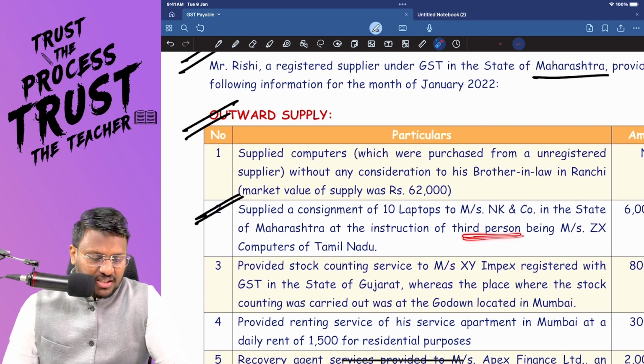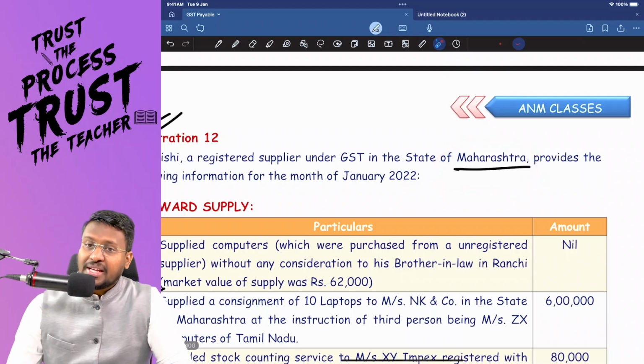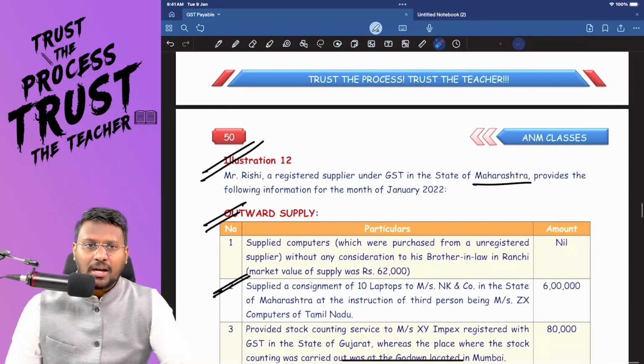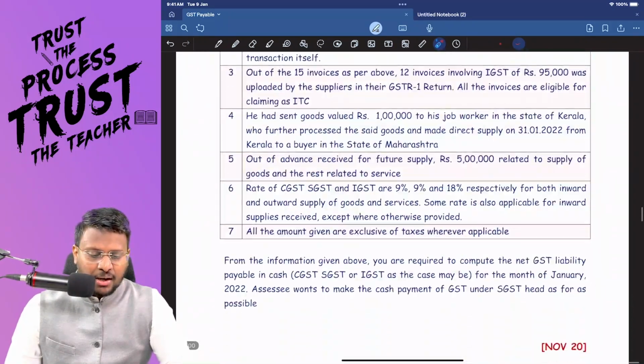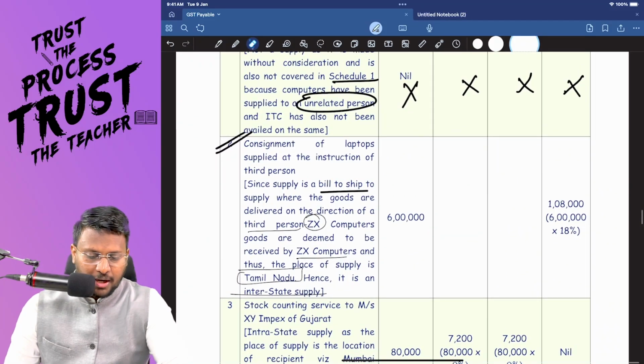Since the third person is situated in Tamil Nadu and we are situated in Maharashtra, it's an inter-state supply. For inter-state supply, we are supposed to collect IGST. So for this 6 lakh, we are supposed to collect IGST. Sir, I'm reading once again for your benefit.